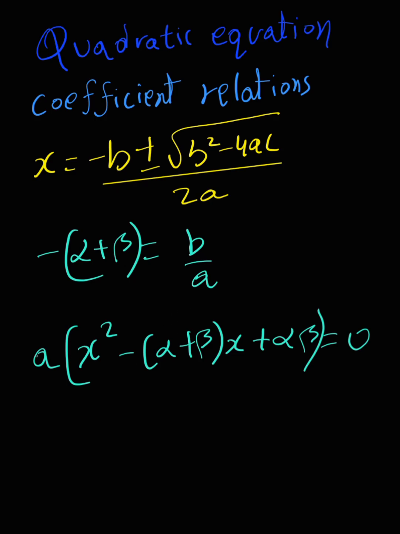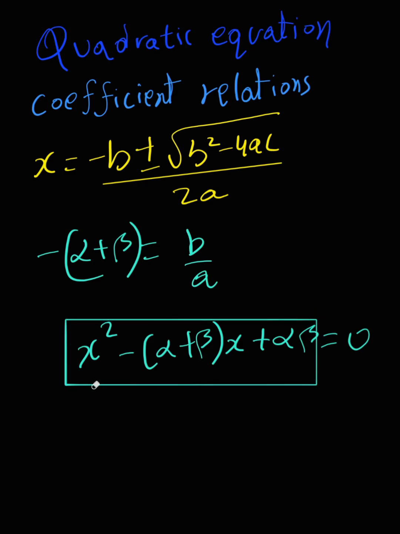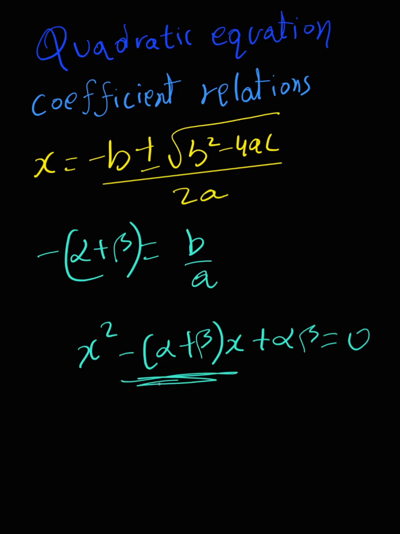Okay, we tend to divide by a. So you have to remember that x square, for a quadratic equation, the b value, this coefficient, is always the sum of the roots, and the last value, which is the c, is the product of the roots. This will help you solve any type of question very quickly.